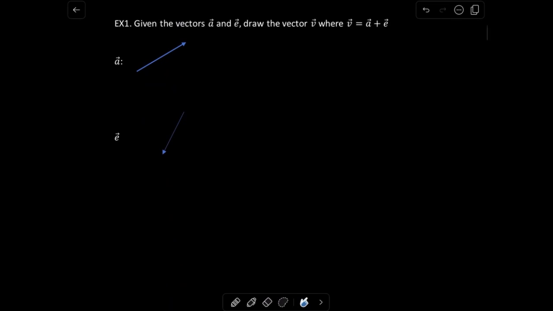All right, let's do a quick example. Given the vectors vector A and vector E, draw the vector V, where vector V is the sum of A and E. No calculations required, just copy down these vectors, take into account their direction and relative magnitude, and then draw the resulting vector V. So I'm going to copy this vector A, and copy this vector E. And what we have is vector V, where vector V is equal to A plus E.